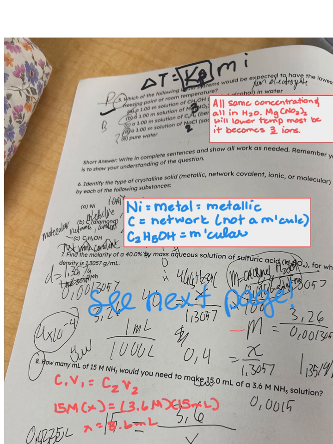Okay. Now, short answer. Which type of crystalline solid is each of these? Nickel is a metal, so it's going to make a metallic crystal. End of story.